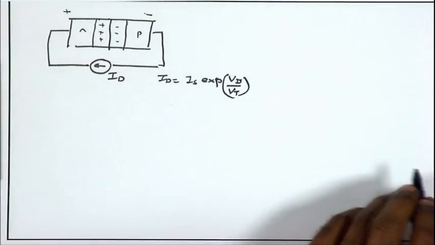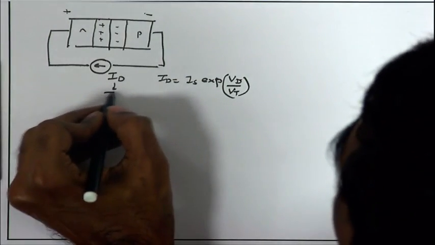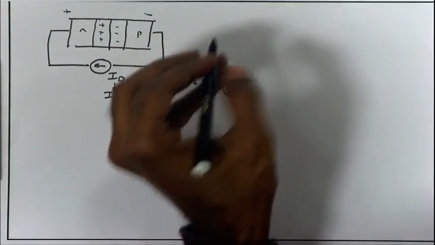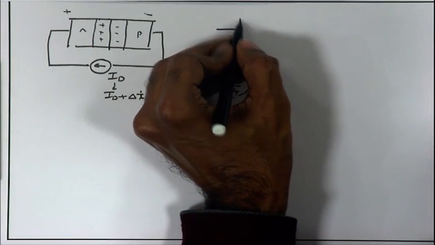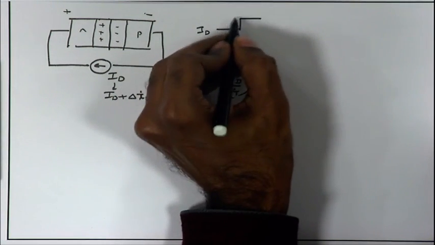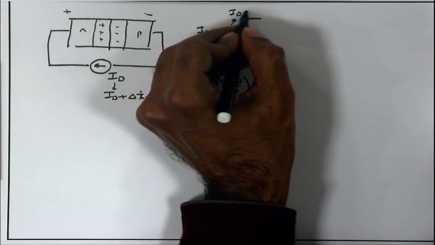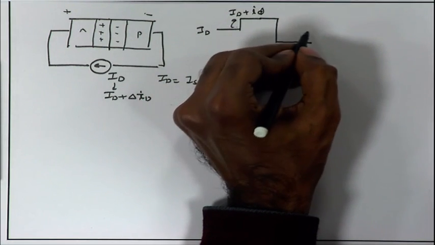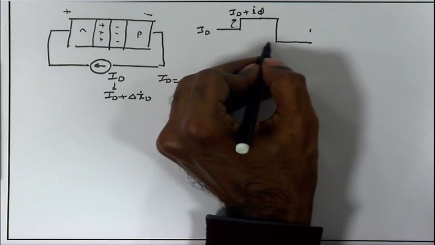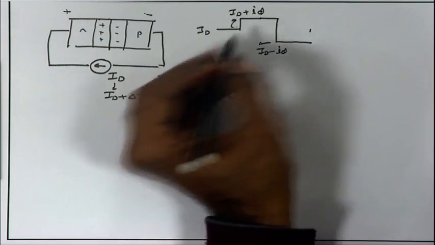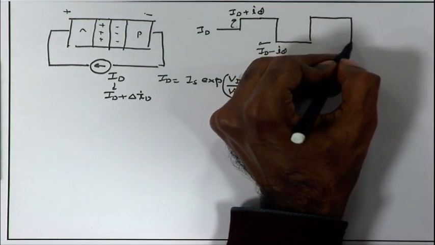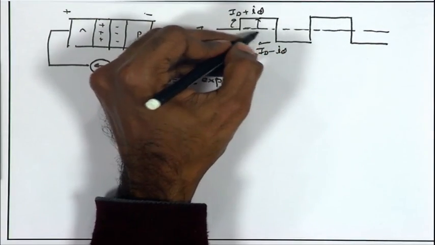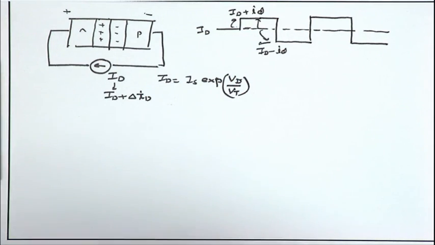Now, if I want to step up the current from Id to Id plus delta Id, I am applying a small change in current. So, suppose my DC current is something like this, I have Id to begin with, I am stepping it up to Id plus small id, and then again stepping it down in the opposite direction, making it Id minus delta id, and I keep on doing this. So, as compared to the DC Id, I am increasing and decreasing the current injected into the diode.